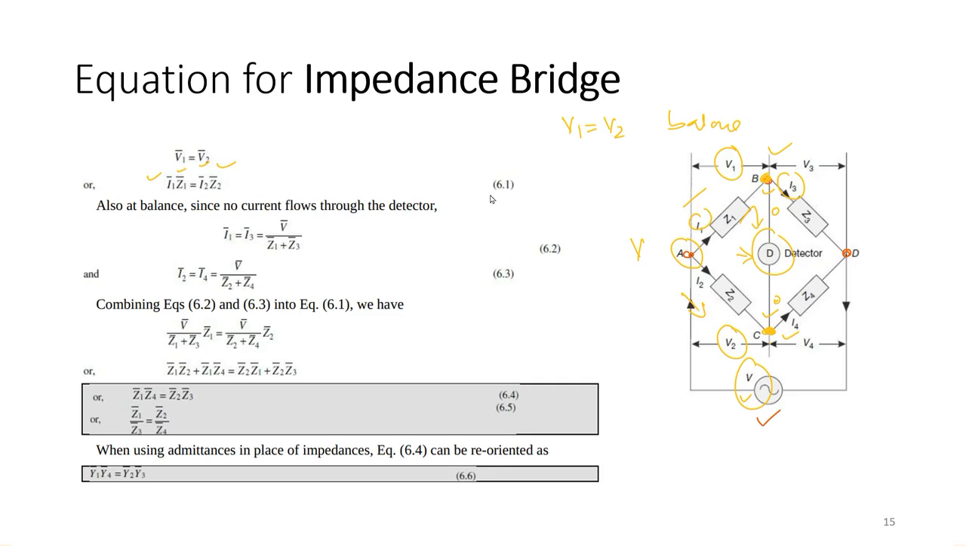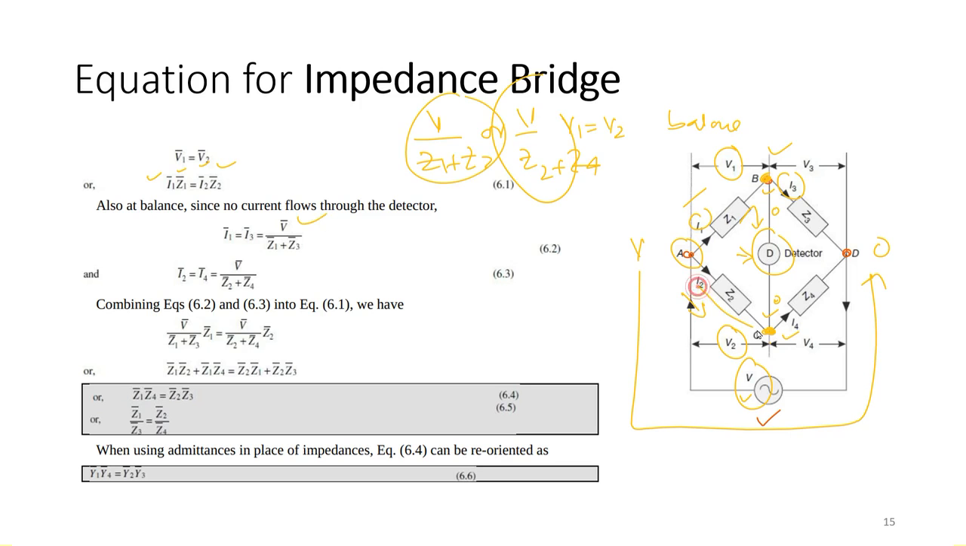Both are equal to the total voltage applied across this path divided by the total impedance of the path. So the impedance of the path is Z1 plus Z3, or V divided by Z2 plus Z4. Both are correct. So I1 equal to I3 is equal to V divided by Z1 plus Z3, and I2 is equal to I4. These 2 and 4 are equal, so they are equal to V divided by Z2 plus Z4.